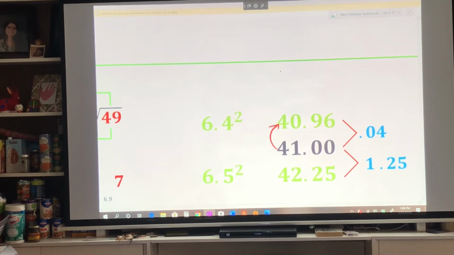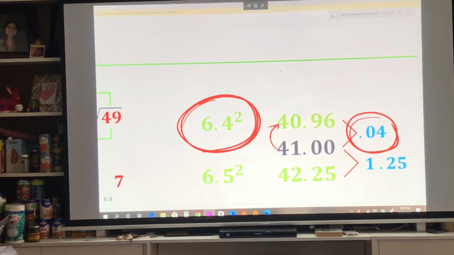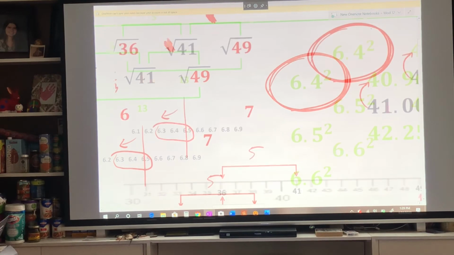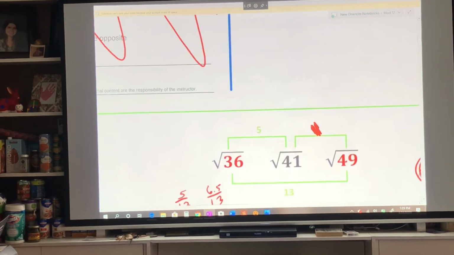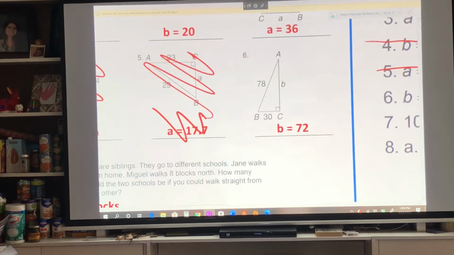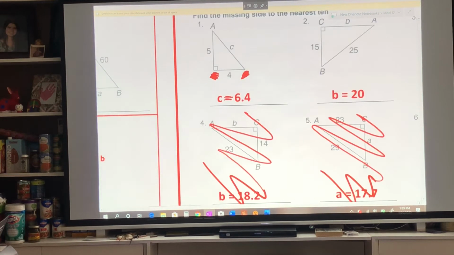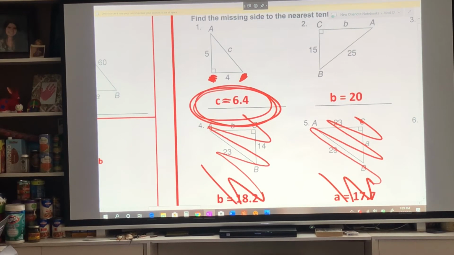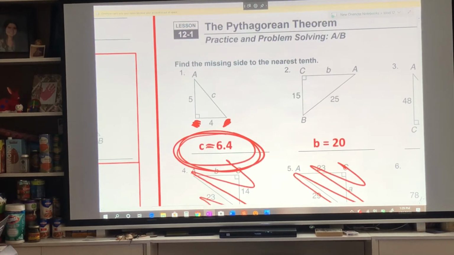If it was money, I'd say it's closer to 6.4, and that's my answer. Because 6.4 squared gets me closest to 41. Very close. It's only that far off. That's a good number. Okay, so then my answer would be, it's approximately 6.4. And that's good enough. Make sense? Alrighty then. Let's look at this one.